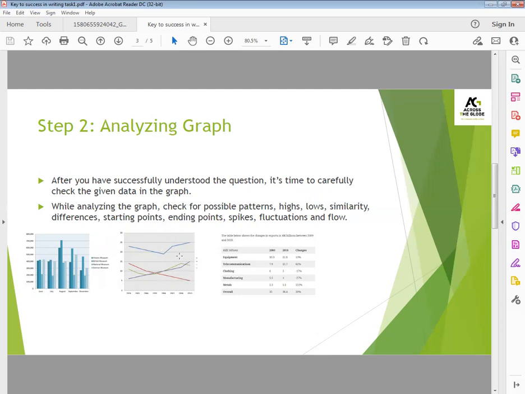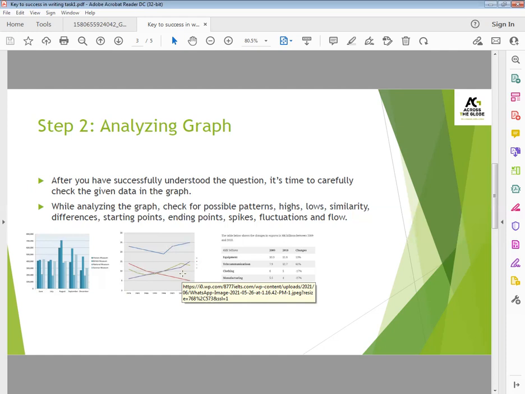Analyzing all this data will give you a brief idea about what to write in your report, because if you don't know what the main ideas are or where your graph is actually going, or what the similarities or differences are, or what the trend given in the graph is, there are some things you will not get good scores for.